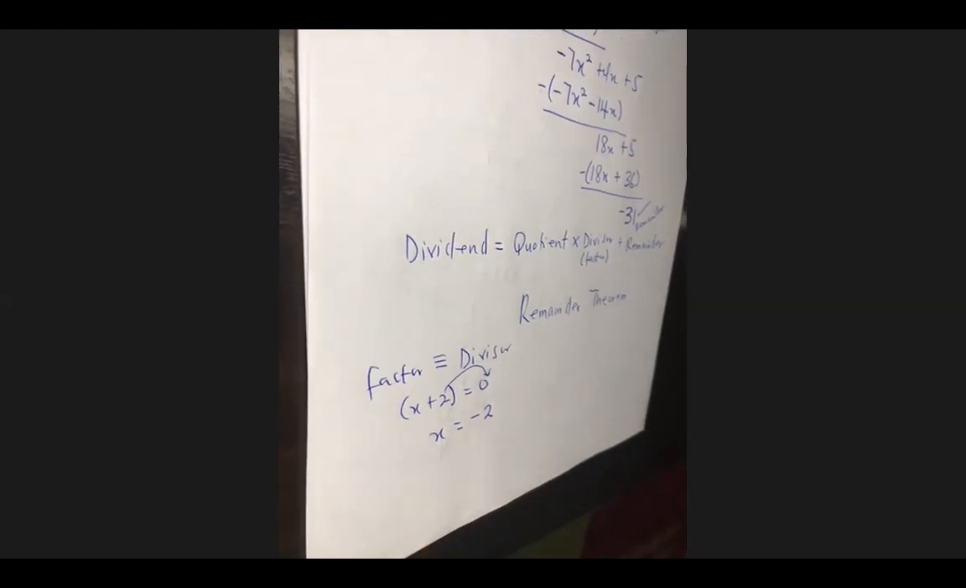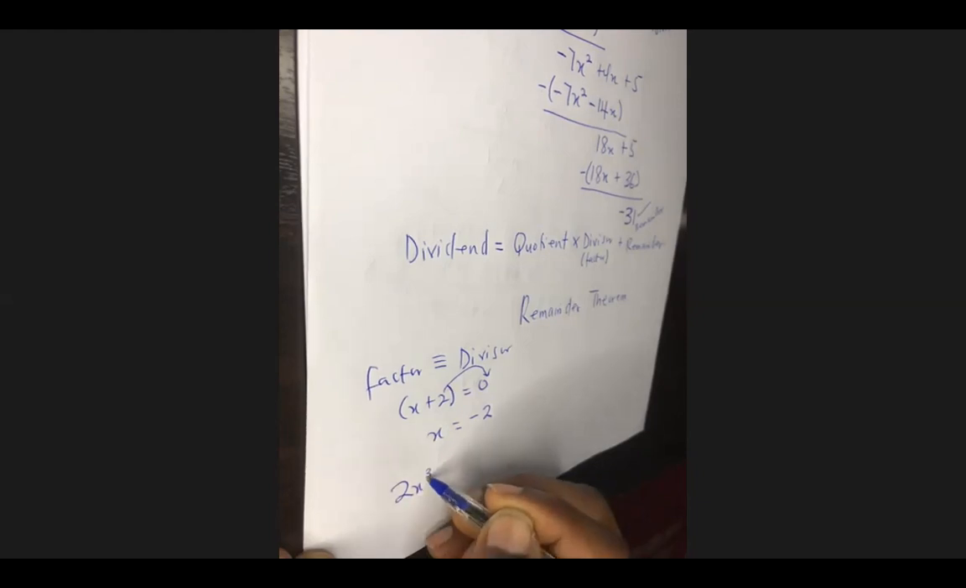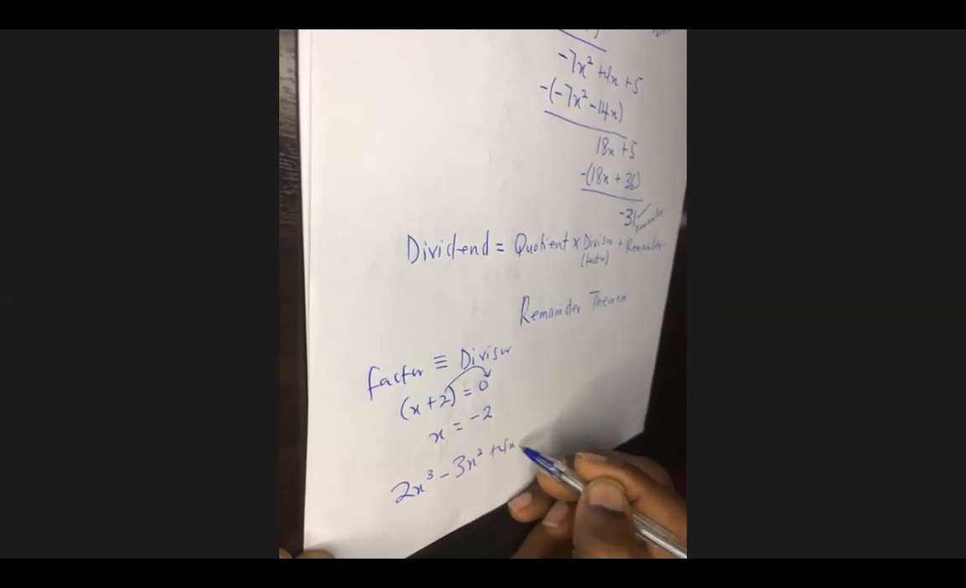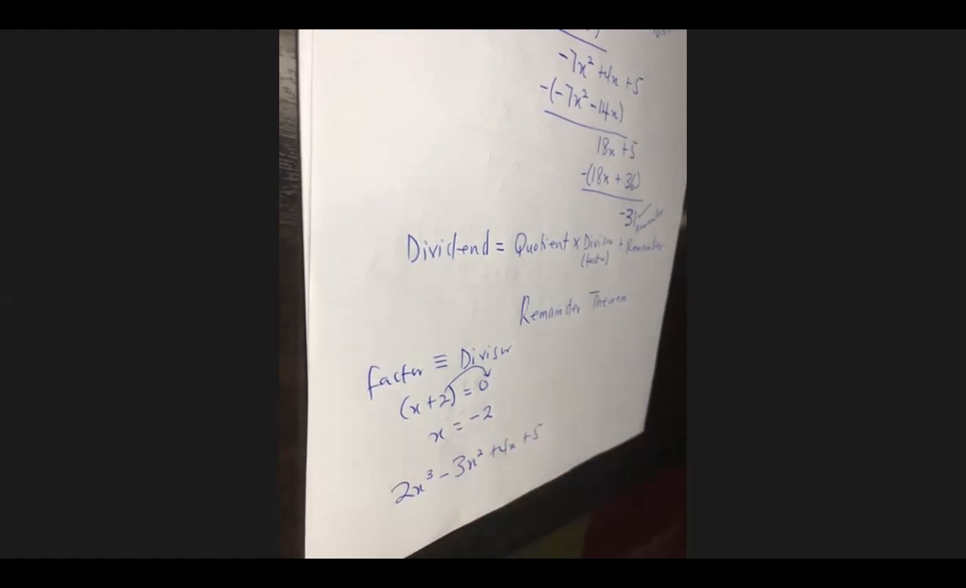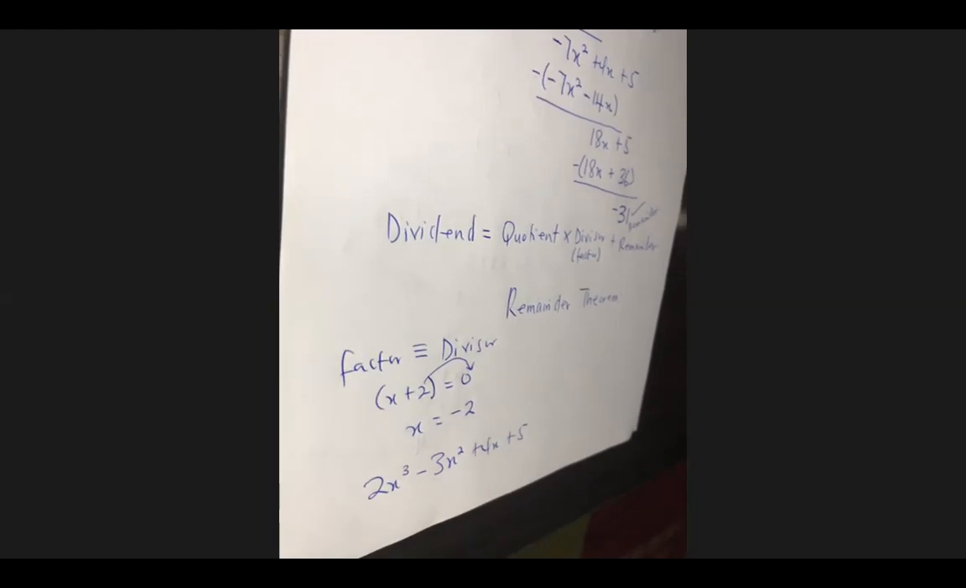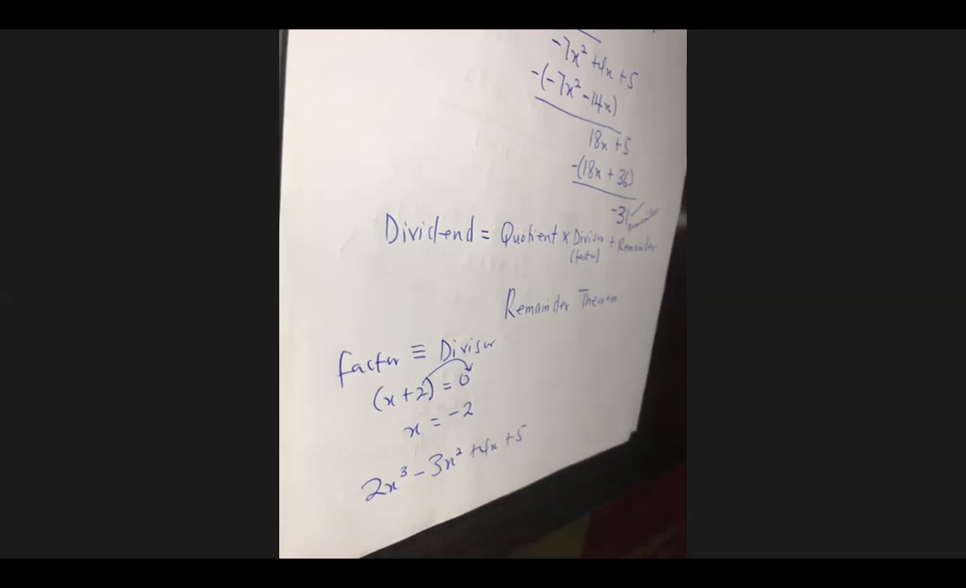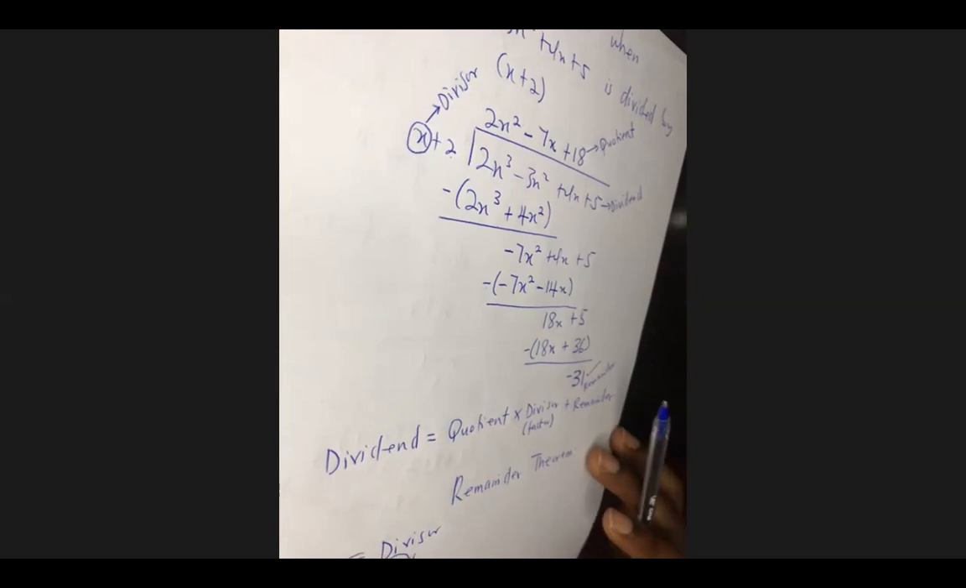Good. So now, according to the remainder theorem, all I am doing is I am going to write the dividend. Now the dividend is 2x cubed minus 3x squared plus 4x plus 5. This is the dividend. So for me to determine the remainder using the remainder theorem, wherever I see x in the dividend, I am going to replace it by a negative 2. And then I find the total. Automatically, I should get the remainder I had when I went through this long division, which makes it very, very easy.